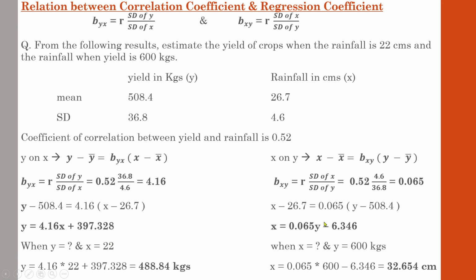Similarly, the second part is to find the rainfall when the yield is 600. Rainfall is considered as x and yield as y. We don't know x, we know the value of y. So we use the equation for finding the value of x. So x equals 0.065 into 600 minus 6.346, and you will get 32.654 centimeters.